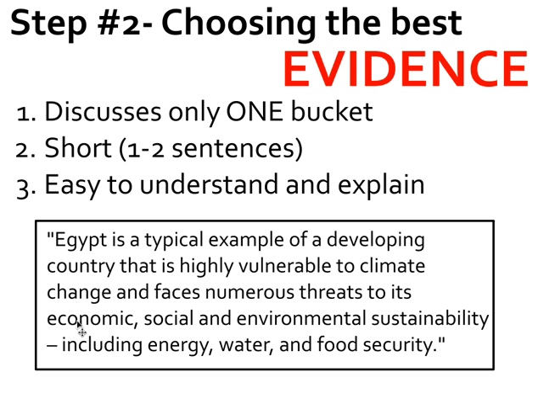If I want to write about the impacts of climate change on Egypt's economy, or on their social environment, or on the environmental sustainability, this evidence is not going to be good evidence for any of those impacts. So I want to make sure that when I choose a piece of evidence that it's only talking about one topic.